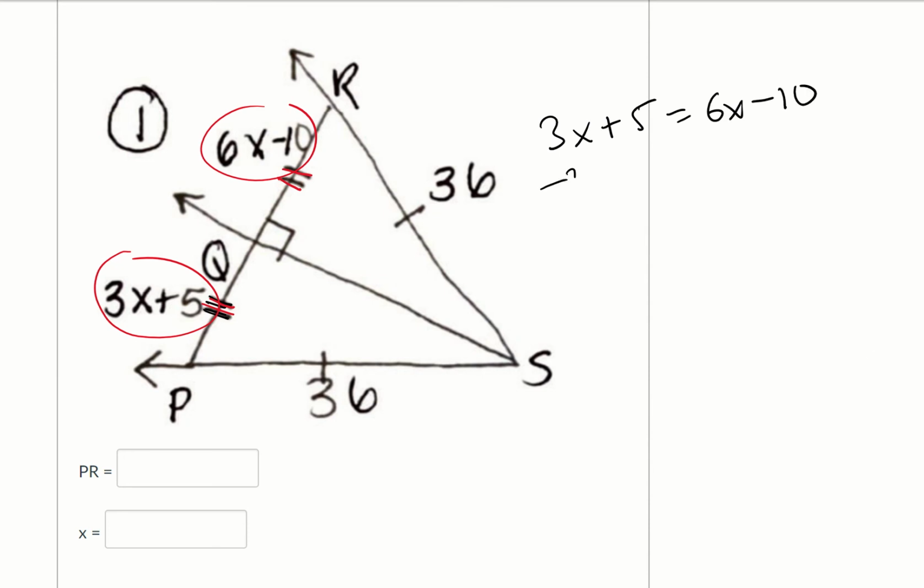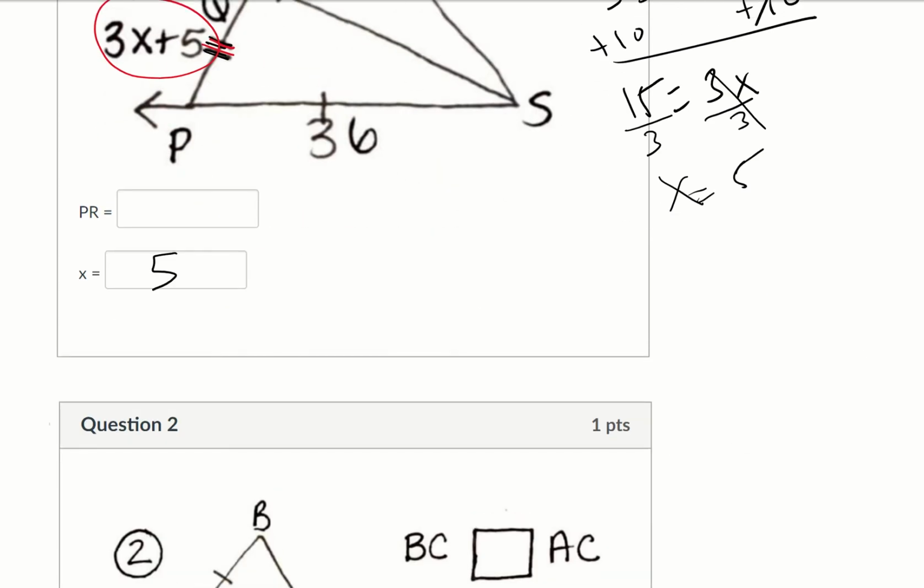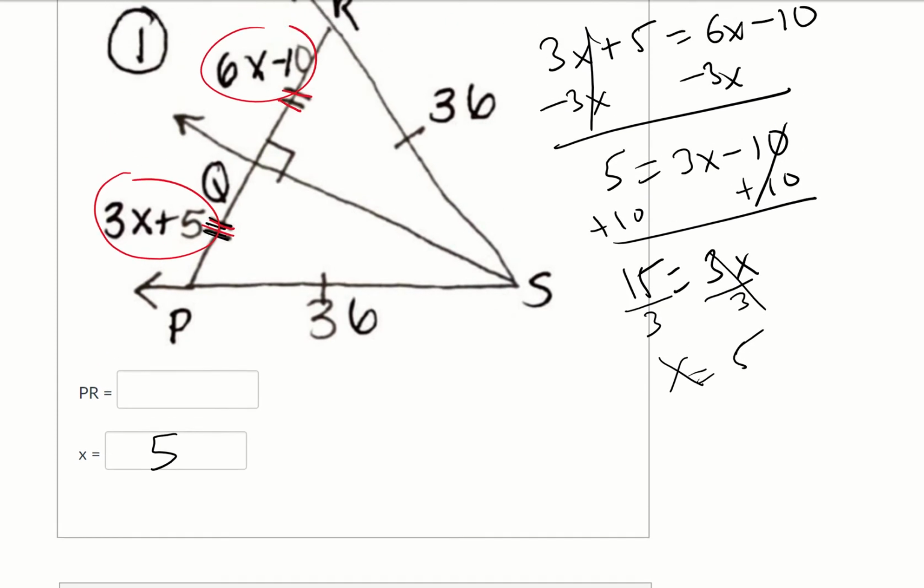So I'm going to go ahead and subtract 3x on both sides. And then I'll move this number over to the other side by adding it. So we have 3x equals 15, divided by 3 on both sides. So x is equal to 5. Okay, so we have 5 as our value, and therefore we can find PR. So we're going to plug it in here. So that's going to be 3 times 5 plus 5. So this is going to be 15 plus 5 is 20.